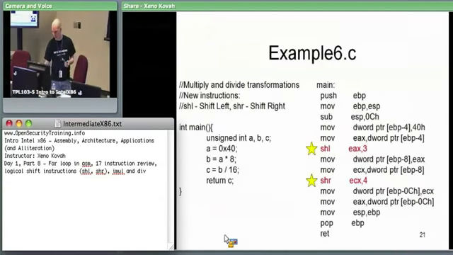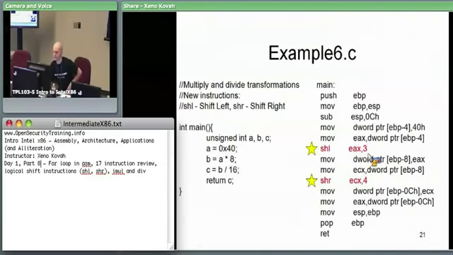So, going through this quickly, nothing amazing here. Standard function prologue, subtract ESP, subtract, question?